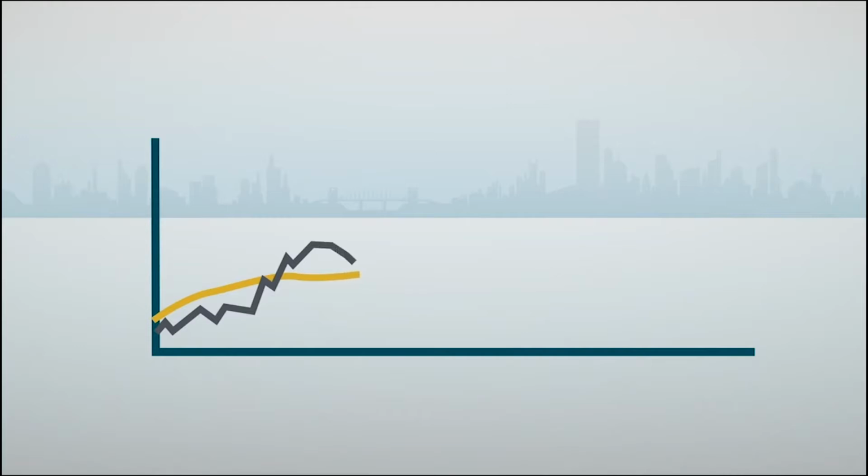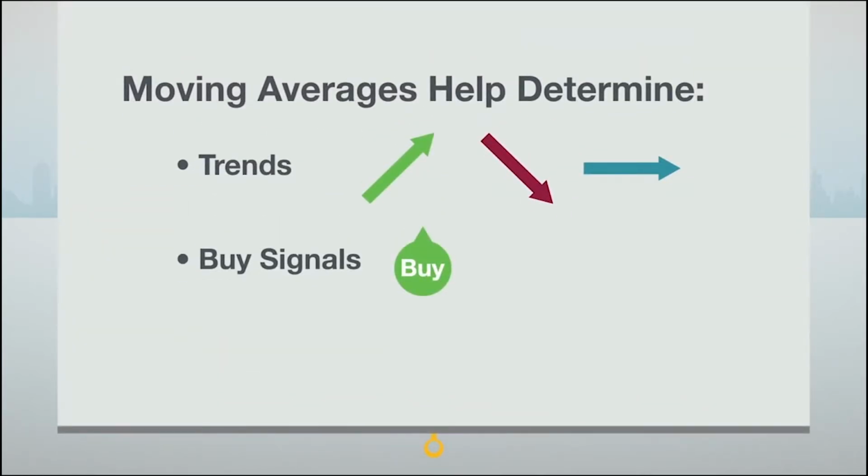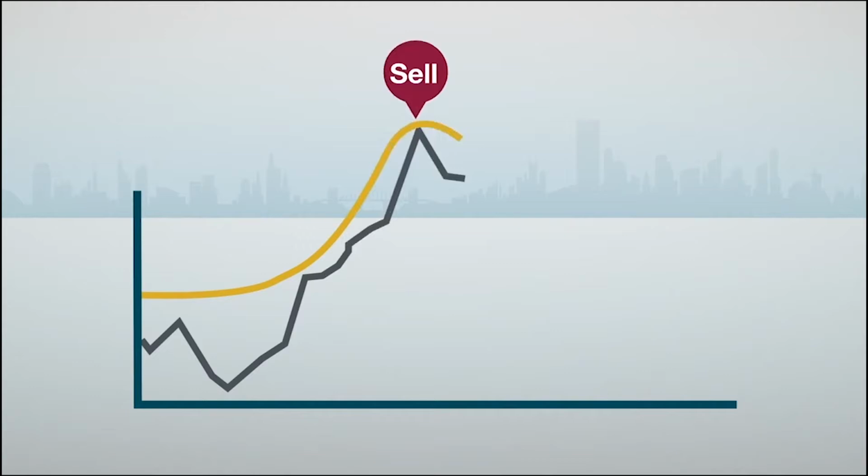This is when the security's moving average acts as a support level for the price. When the price comes down to the moving average and then rallies up again, this bounce could be used as a buy signal. On the flip side, moving averages can also help investors know when to sell a position. For example, if the stock's price rises to the moving average and bounces, this might be a sell signal.